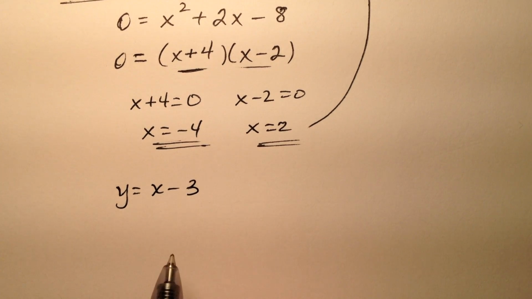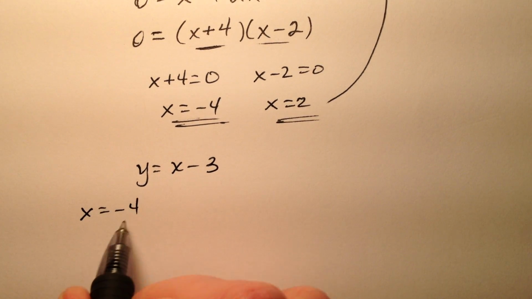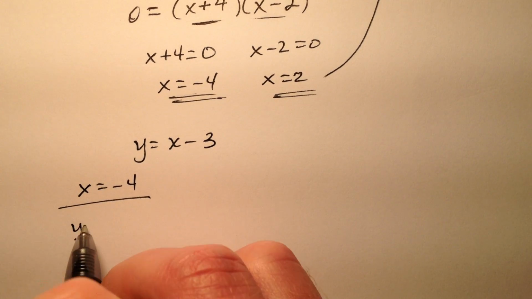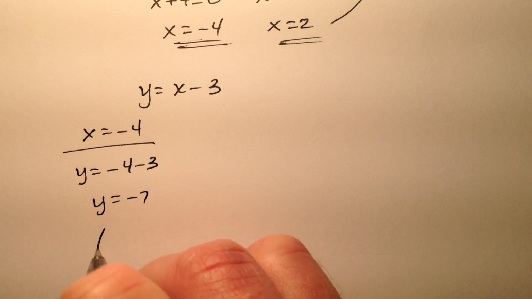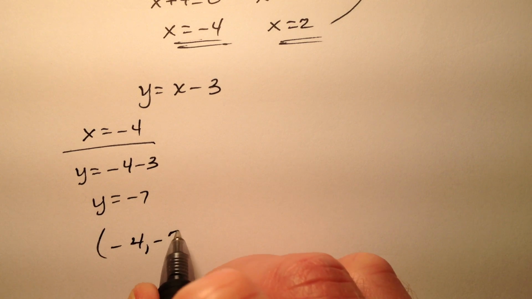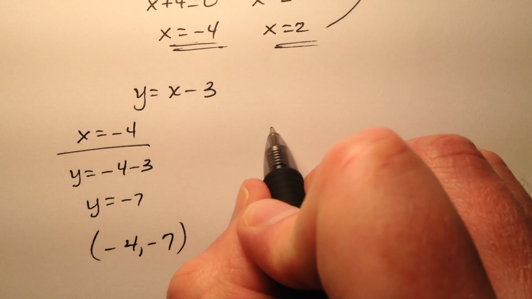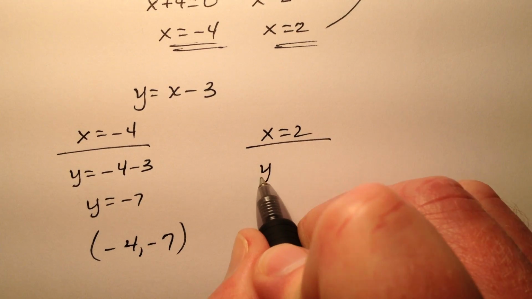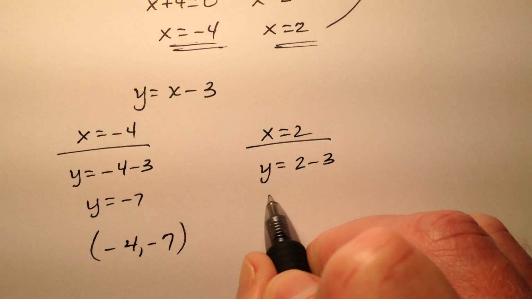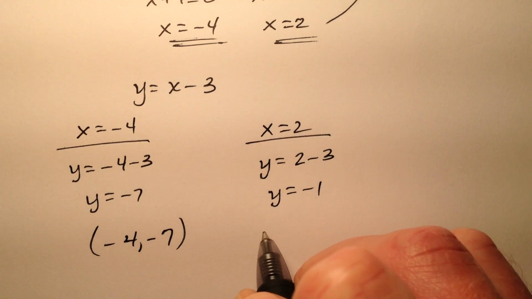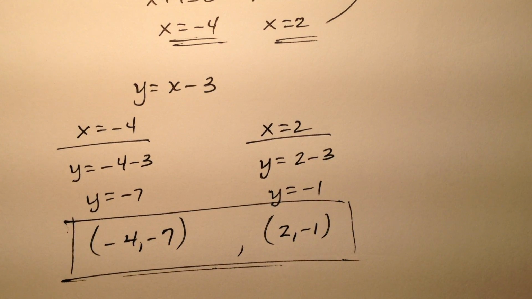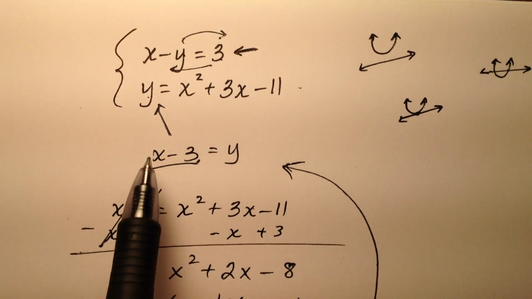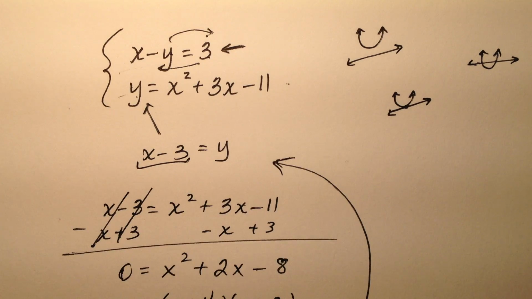So y equaled x minus 3. So when we plug in negative 4 for x, I'll have y equals negative 4 minus 3. So y will be negative 7. And this ordered pair will be negative 4, negative 7. All right, well, when I plug in x equals 2, I'll have y equals 2 minus 3, so y equals negative 1. So this ordered pair will be 2, negative 1. So here are my 2 ordered pairs, which will be the solutions of this original system with nonlinear equations.